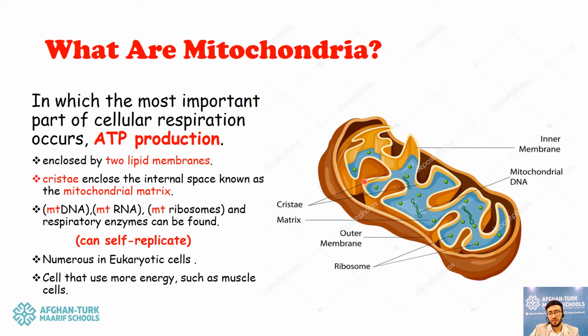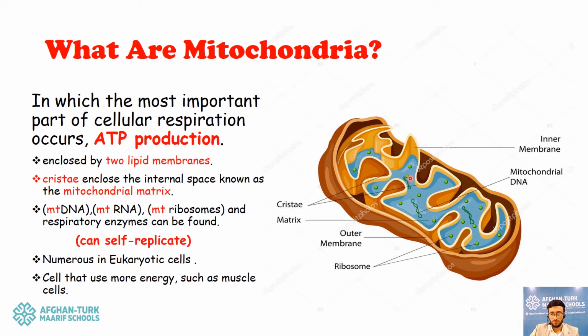For example, inside the mitochondria, we can see that it is enclosed by two membranes, the inner membrane and the outer membrane. It possesses ribosomes and also its own DNA. Ribosomes and DNA enable the mitochondria to self-replicate.